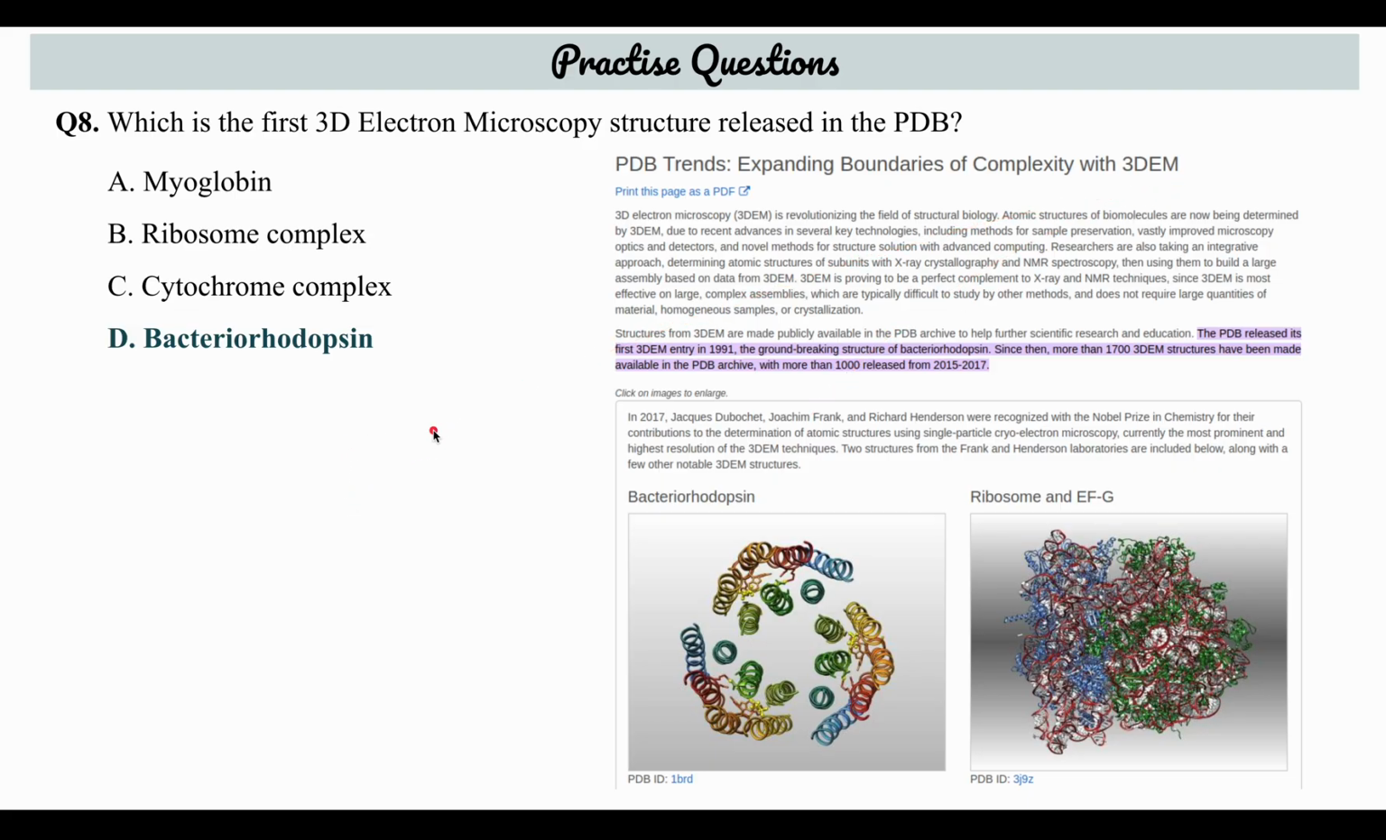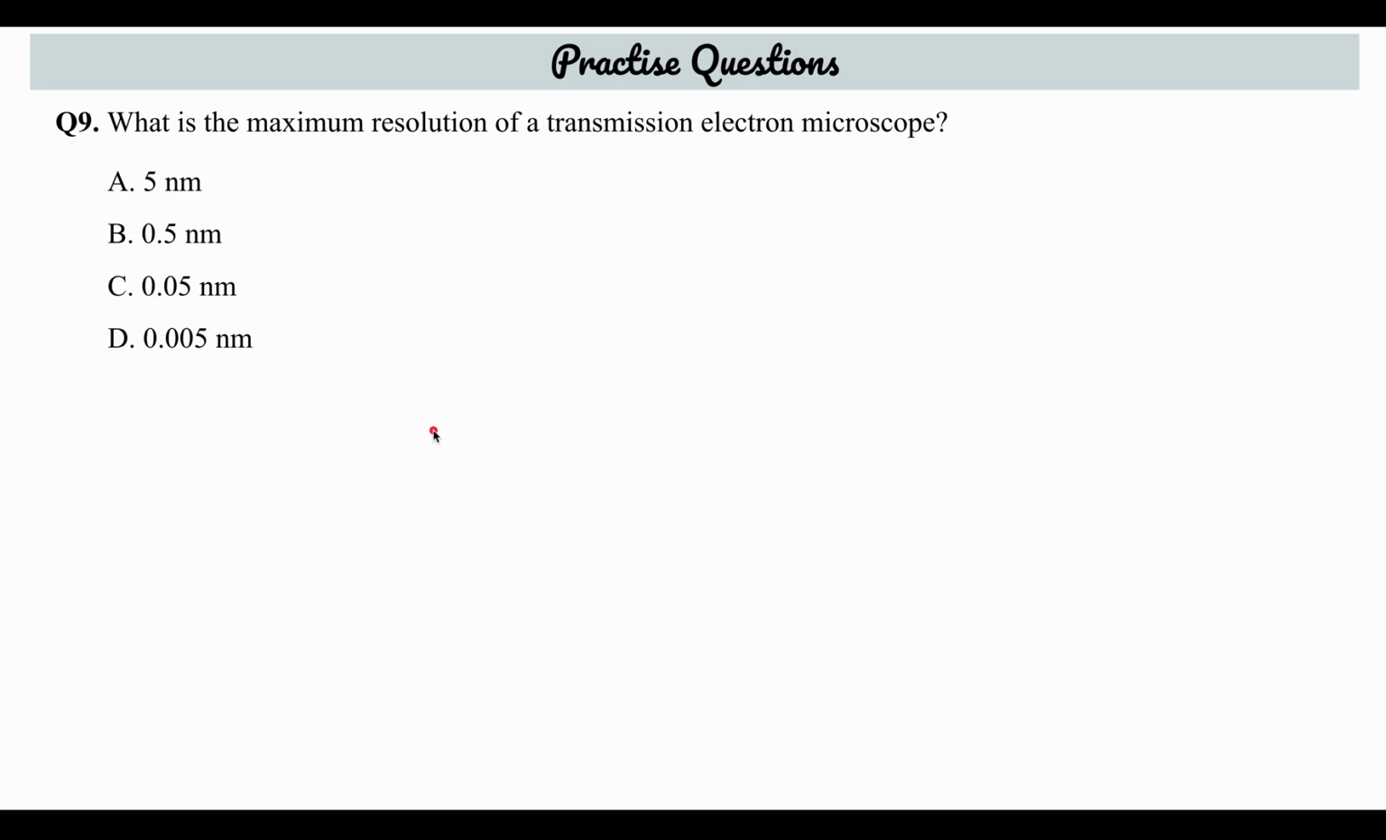Okay, so let's move to our next question. The next question is, what is the maximum resolution of a transmission electron microscope? Option A, 5 nanometers; option B, 0.5 nanometers; option C, 0.05 nanometers; and option D, 0.005 nanometers.